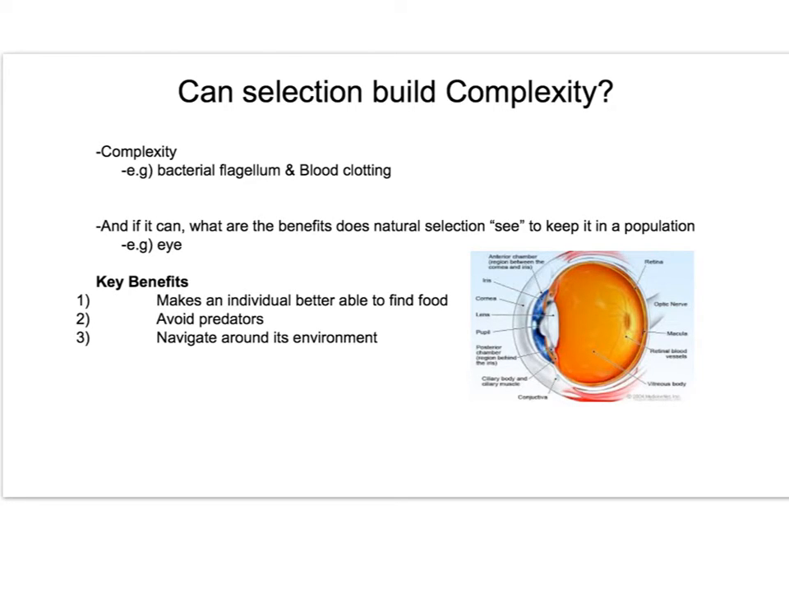Blood clotting would be considered complex for its mechanism that requires a 16-step process to even occur. Which begs the question, if selection is able to build complexity, what benefits does natural selection, quote, see to keep it in a population? Let's take the eye, for example. The eye is a complex organ that benefits an individual by making an individual better able to find food, avoid predators, and navigate around its environment.